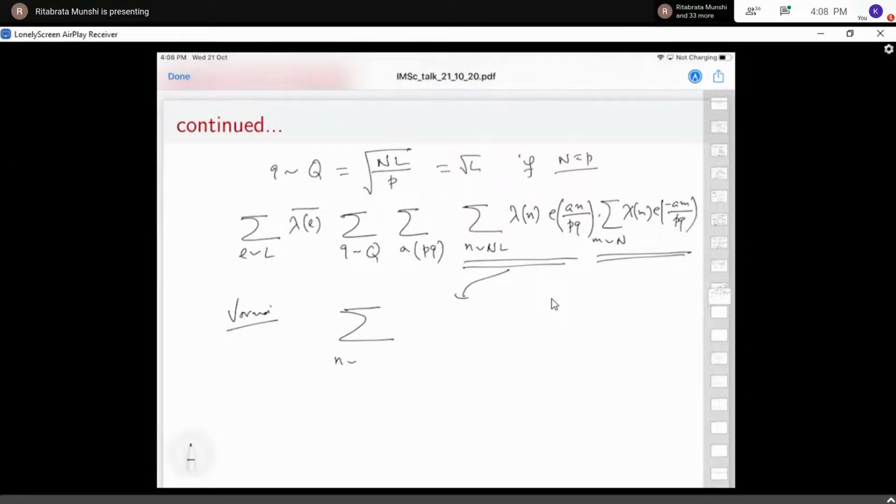Hello. I just wanted to know if this level lowering is crucial to the argument, or can we win even without doing this?